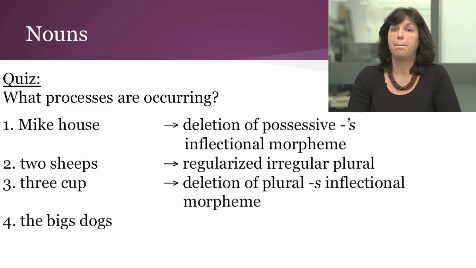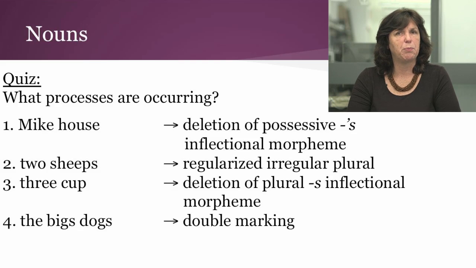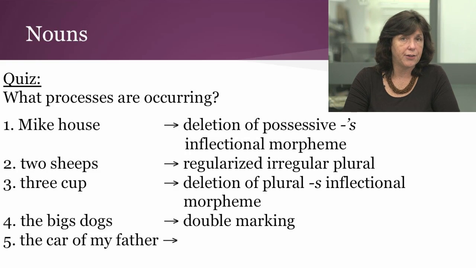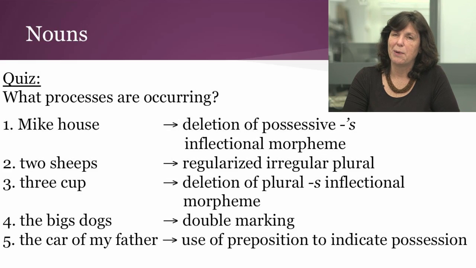And how about Big's dogs? Here we have double marking of the plural. In Standard American English, it would be singly marked as in the big dog. And finally, the car of my father. What's happening here? Here we have the use of a prepositional phrase to indicate possession instead of the use of the possessive s inflectional morpheme, which would be used in Standard American English.